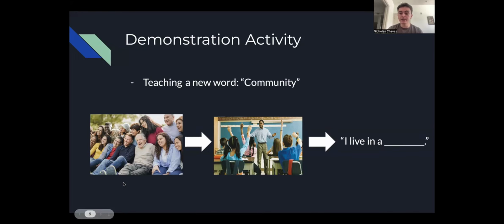Now let's try a mini demonstration. Suppose I'm teaching the word community. First, I can show a picture and say the word out loud. Next, I can provide a sentence frame such as, I live in a blank, so that students can use the word in context. Then I can guide a small group practice session. And finally, I can check comprehension and document how well the students understood the word. This mirrors RTI because we're assessing, supporting, and documenting learning all at the same time.